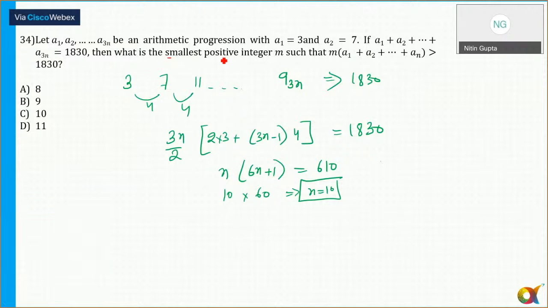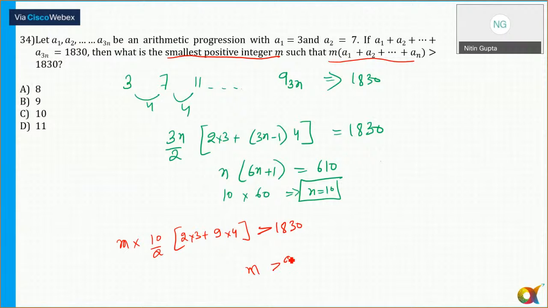Now the second part of this question is, what is the smallest positive integer m such that m into this is greater than 1830? So m into the sum of first n numbers of this series. So the sum of first 10 numbers is equal to 10 by 2 into 2 into 3 plus 10 minus 1, which is 9, into common difference 4, and it is greater than 1830. Solve this, I'll get that m is greater than 9 point something. So m.